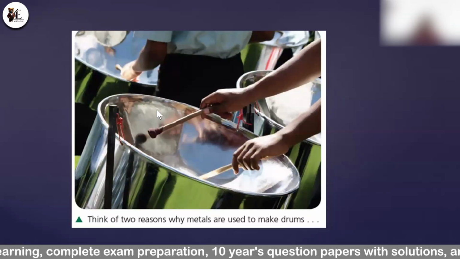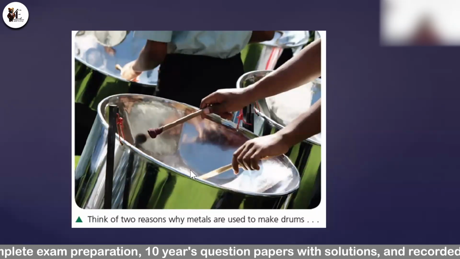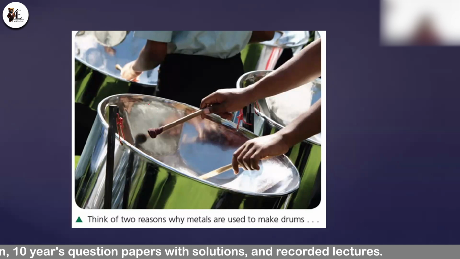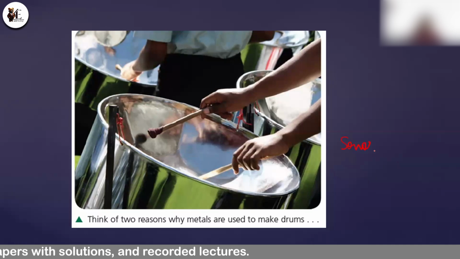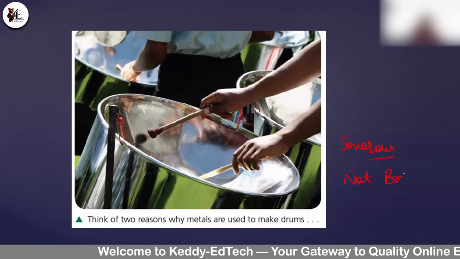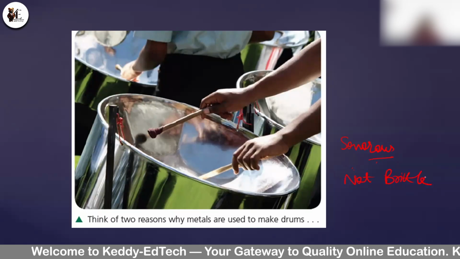You can see that metals are used to make drums. So think of two reasons they are used to make drums. What are these two reasons? Metals are sonorous. They produce a ringing sound when they are struck. And the second thing is that they do not break easily. Otherwise, if you beat the drum and it breaks, then there is no point of beating it, right? So metals do not break easily. That means they are not brittle, which is a property of non-metals.